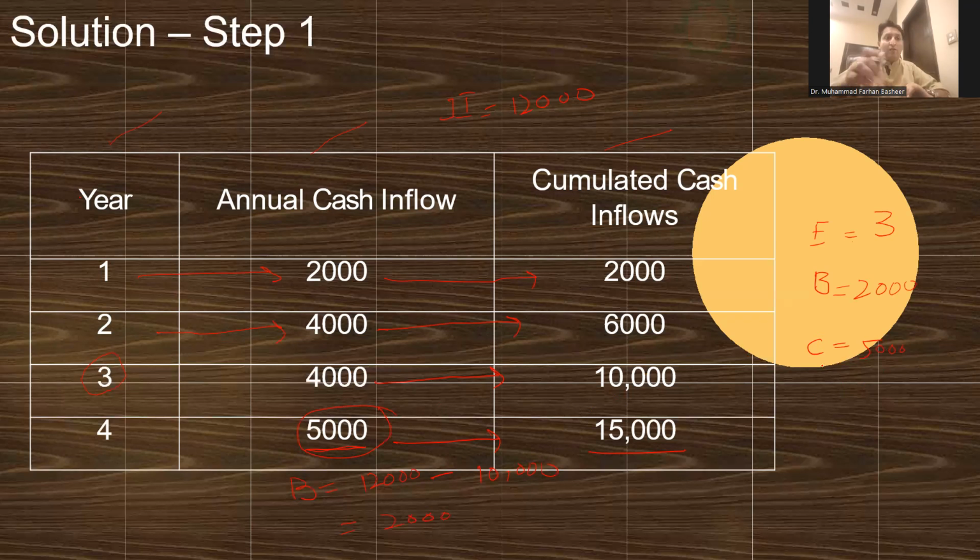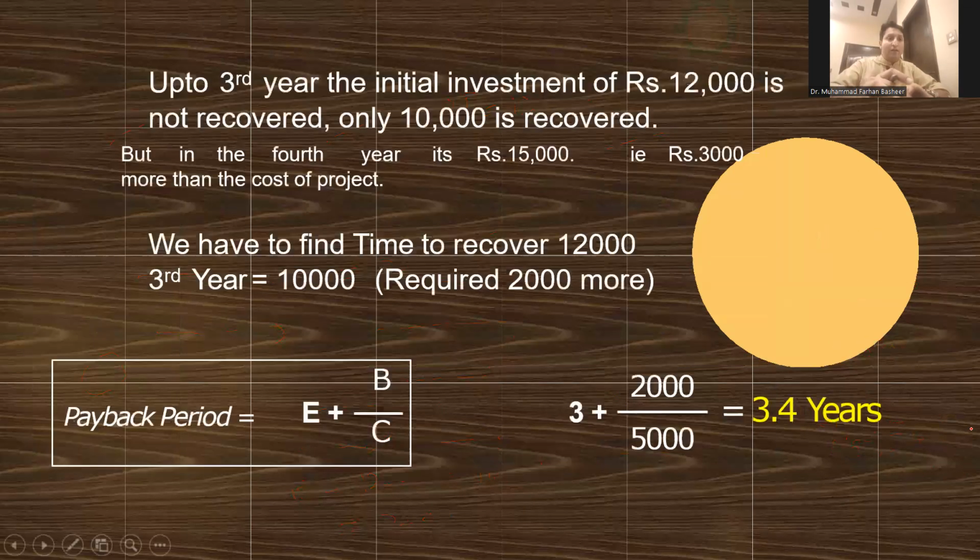Okay, so what was the formula? Payback period for uneven is equal to E plus B over C. Let's move further. Here I have explained a bit. Up to the third year, the initial investment of rupees 12,000 is not recovered, only 10,000 is recovered. And in the fourth year, 15,000 is recovered. So E will be the third year.